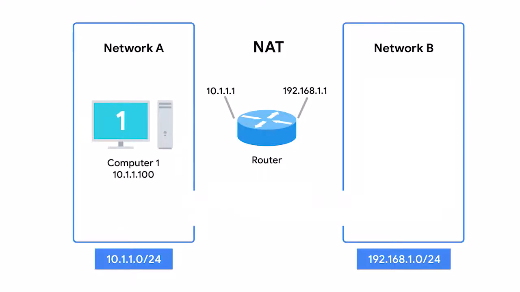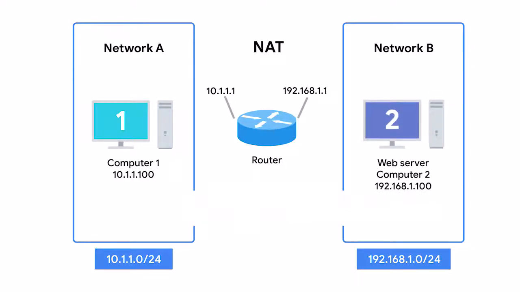Now, let's put two computers on these networks. Computer 1 is on network A and has an IP of 10.1.1.100. And computer 2 is on network B and has an IP of 192.168.1.100. Computer 1 wants to communicate with a web server on computer 2. So it crafts the appropriate packet at all layers and sends this to its primary gateway, the router sitting between the two networks. So far, this is a lot like many of our earlier examples, but in this instance, the router is configured to perform NAT for any outbound packets.